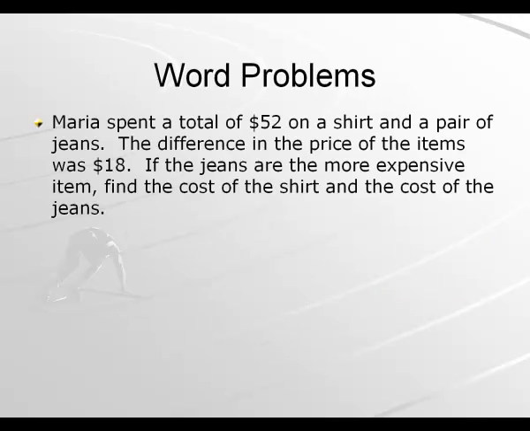Here's a word problem. Maria spent a total of $52 on a shirt and a pair of jeans. The difference in the price of the items was $18. The jeans are the more expensive item. We want to find the cost of the shirt and the cost of the jeans. Here's how we set this up.